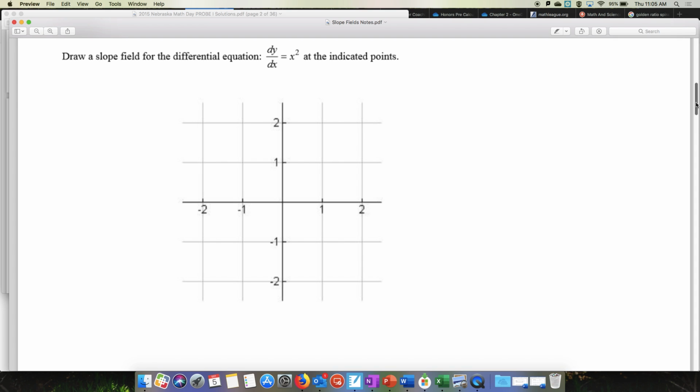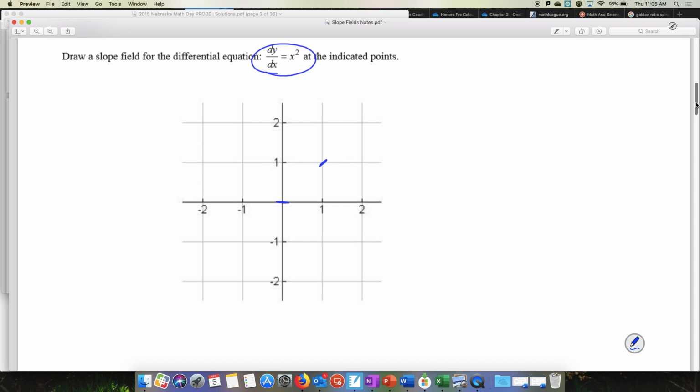So when I ask you for a slope field, you are literally drawing me itty bitty tangent lines. Okay? So dy/dx equals x squared. At the coordinate (0, 0), dy/dx equals 0, so we draw an itty bitty tangent line with slope 0. At the coordinate (1, 1), our dy/dx equals 1. So we draw an itty bitty tangent line with slope 1.